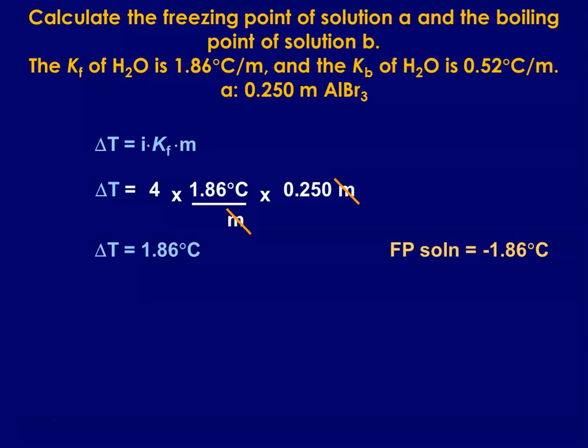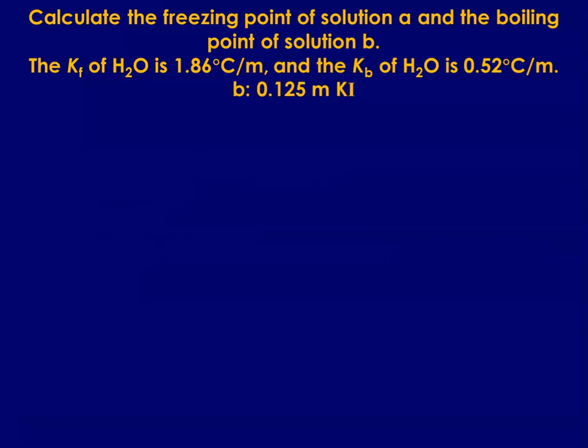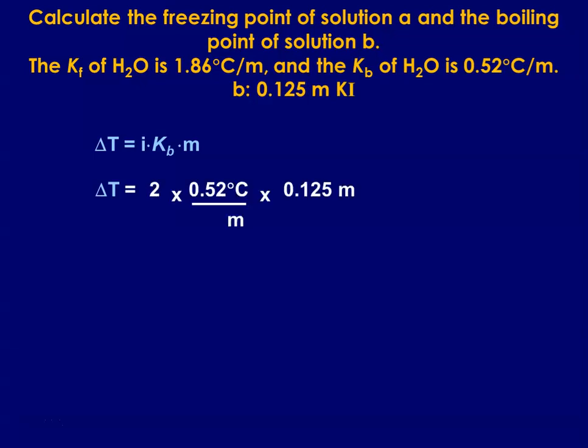For the boiling one that we're going to look at next with KI, we're still going to be using that same delta T equation, but we're going to use the Kb for water, 0.52. KI only has two ions that are able to form in solution, one potassium and one iodide. So we're going to substitute those two quantities in along with its molality. And when we do our math through, we get that the temperature change was 0.13. Now, water would normally boil at 100 degrees. So if water normally boils at 100 degrees and the boiling point goes up, it would go to 100.13 degrees Celsius.